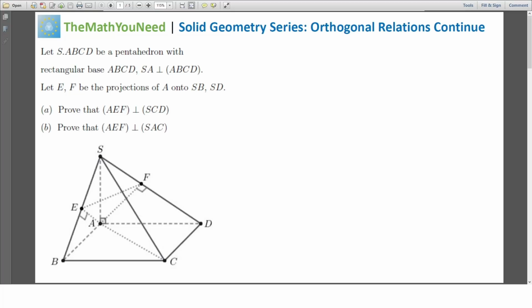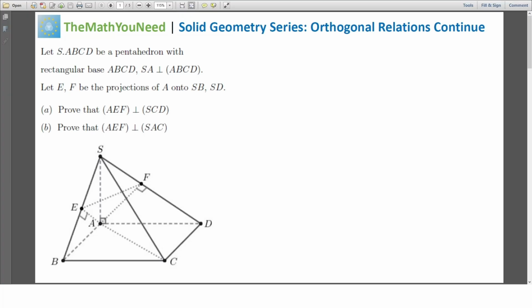Note that plane SCD and plane SAC both have SC as their common line of intersection. So if we manage to show that SC is perpendicular to plane AEF, then we effectively kill two birds with one stone, right? In other words, we can take care of parts A and B together in one solution.